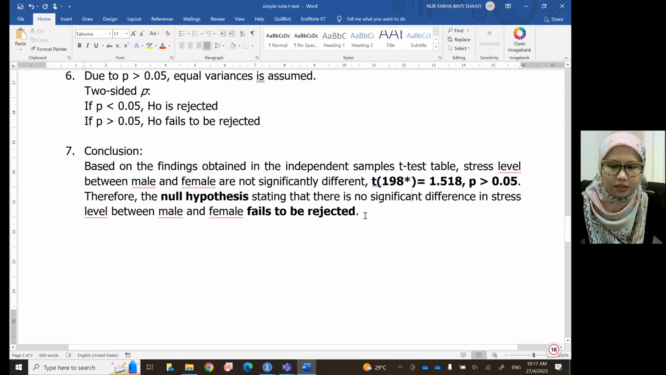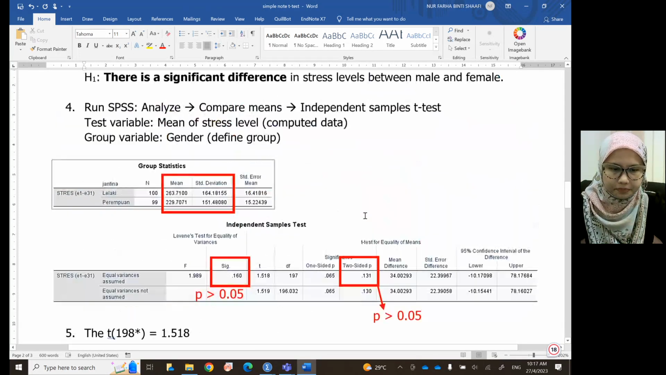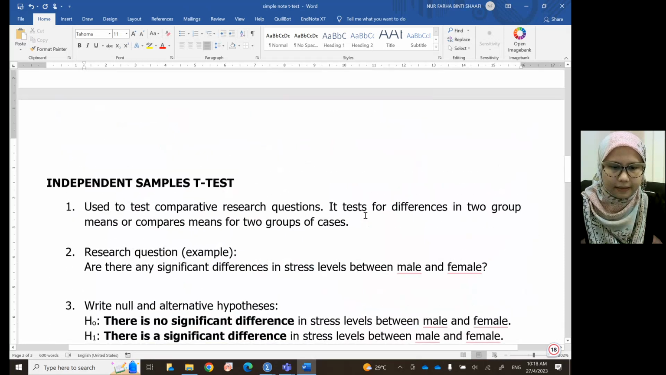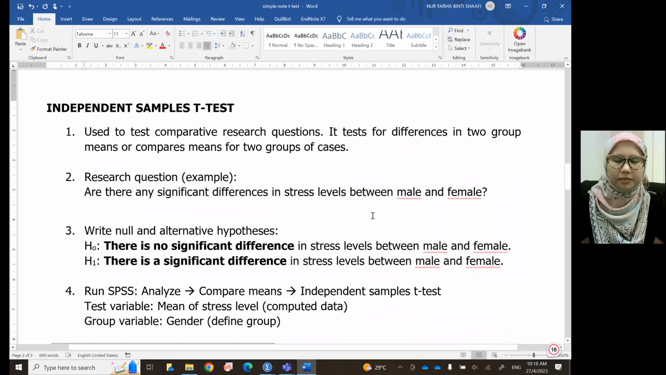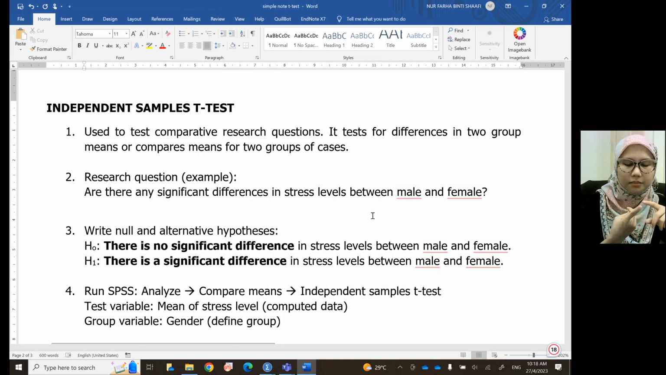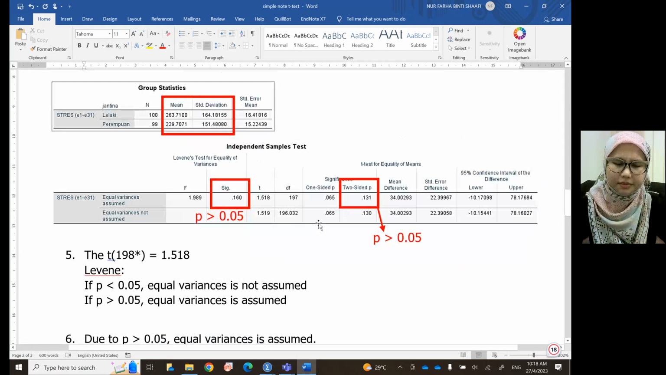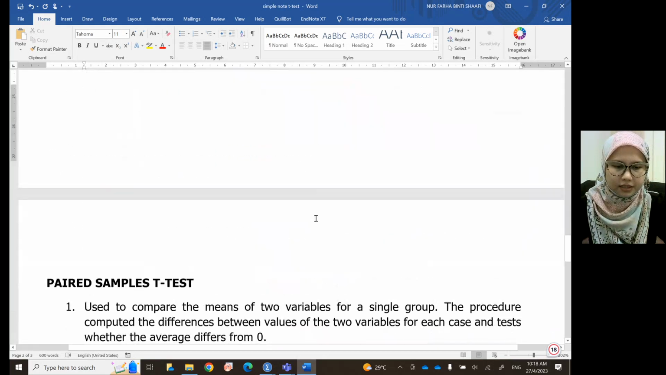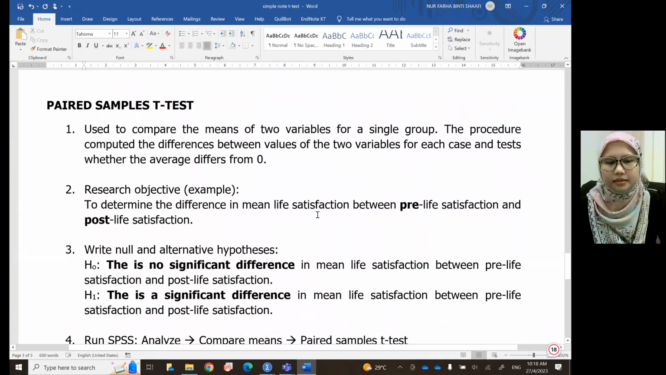So this is the independent sample t-test. Remember that you want to compare a research variable between two groups, for example, male and female. But it is a different case for the paired sample t-test.